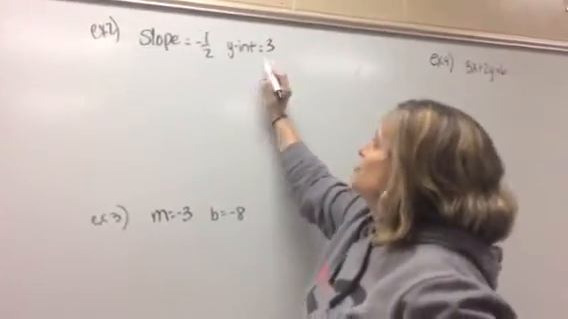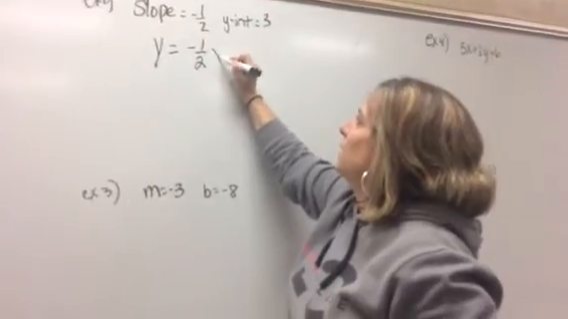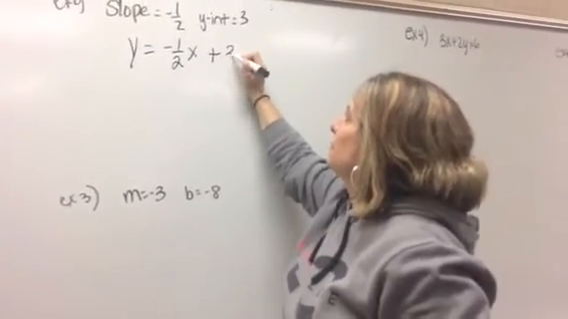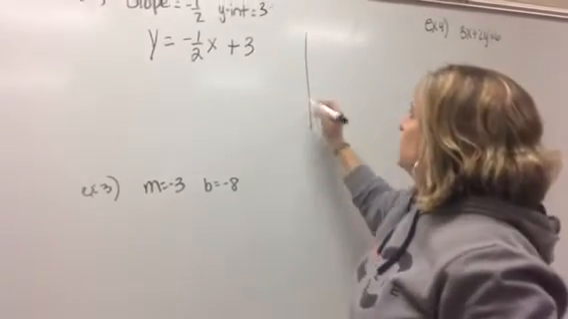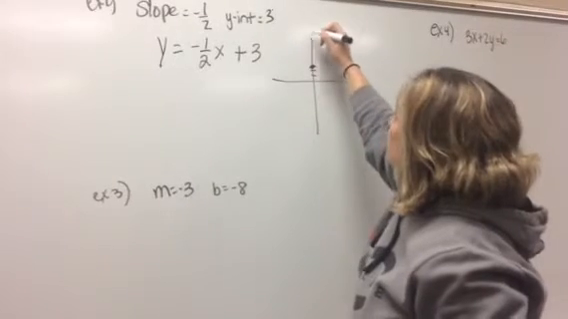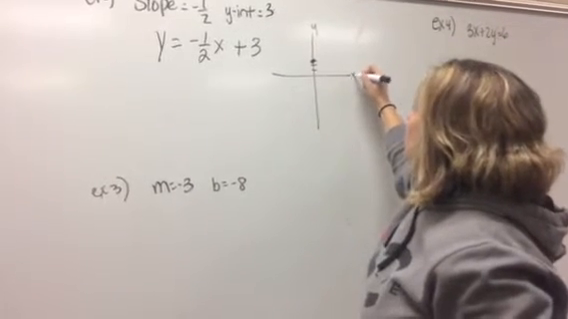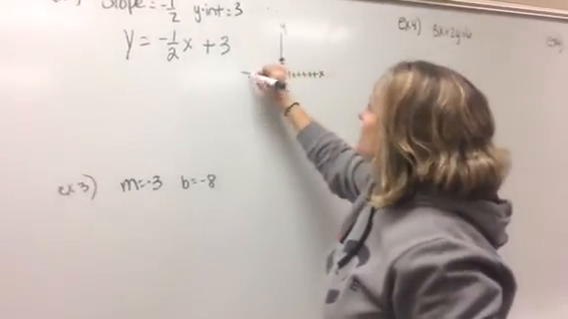Okay, so we're given the slope, we get the y-intercept. This is your m, this is your b. Here's your equation, y equals -1/2 x plus 3. Okay, what is your y-intercept? Your y-intercept is +3. 1, 2, 3, boom. Okay, x, y. I'm going to draw my other lines here.